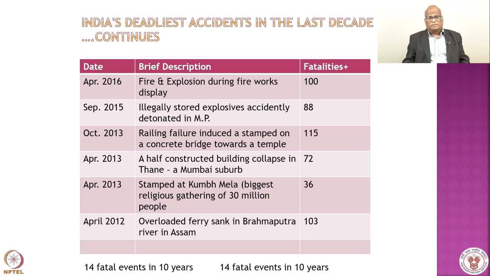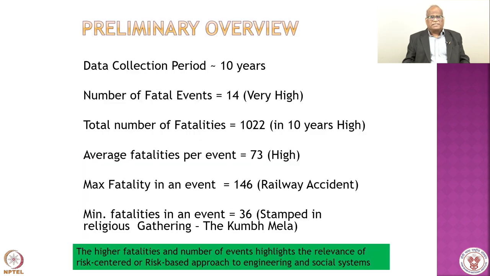14 fatal events have happened in 10 years. With 10 years as the period, 14 accidents, the total number of fatalities is 1022, that's what I have here. Average fatalities 73, and the maximum fatalities is 146 in a railway accident, and the minimum is 36 in a stampede at a religious gathering. So we try to understand what is happening around us and what can be done. This is just a starting point.